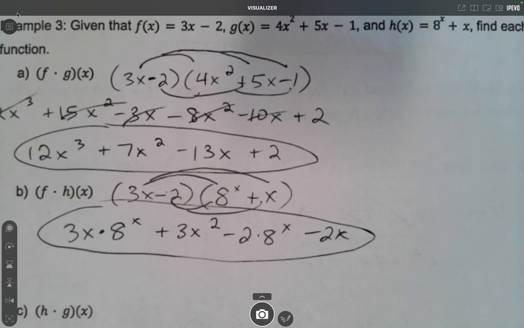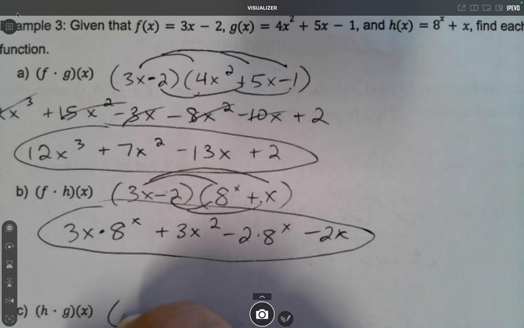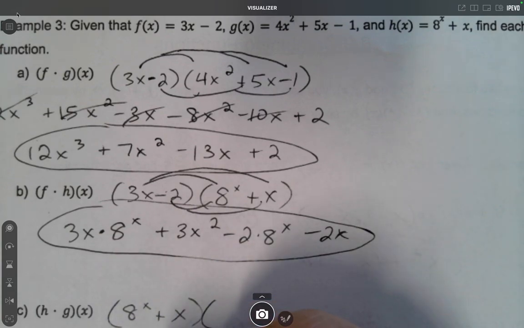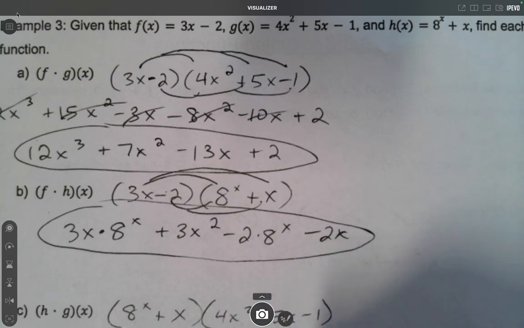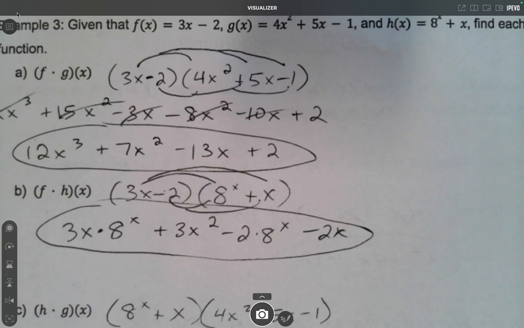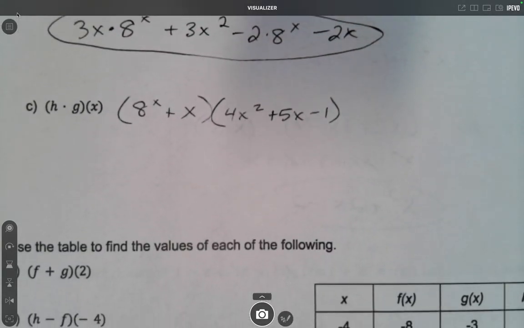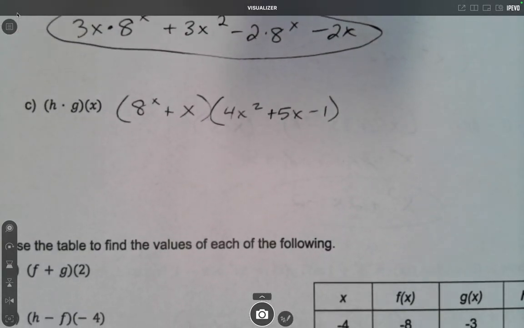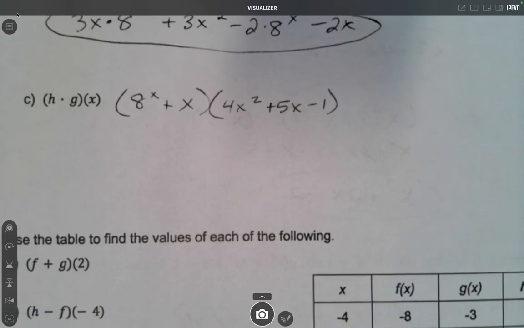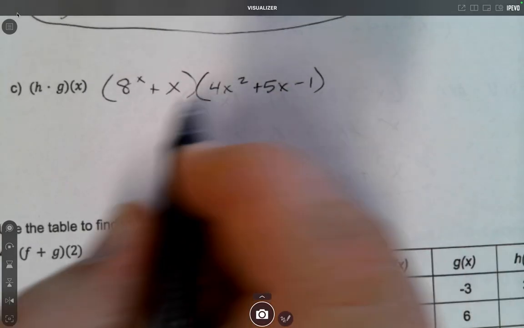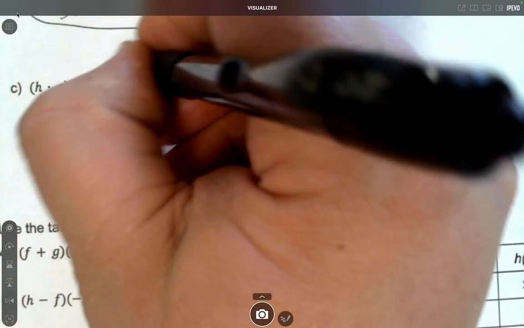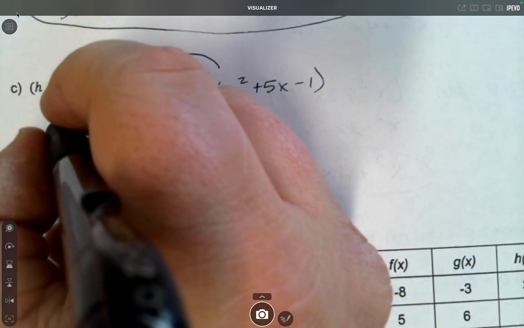Okay, last one. C is h times g. So I'll let you see it better in just a second, but I'm going to copy it down first. 8 to the x plus x times g, which is 4x squared plus 5x minus 1. Same as we did on part A of this example, we've got to multiply everything in this parenthesis by the first thing. So 8 to the x times 4x squared.